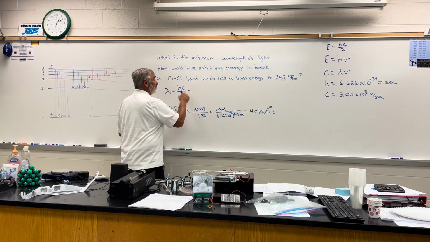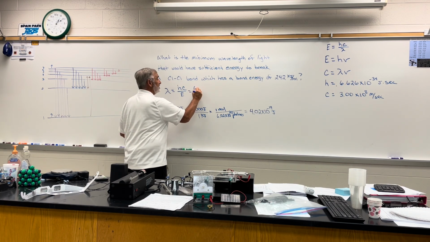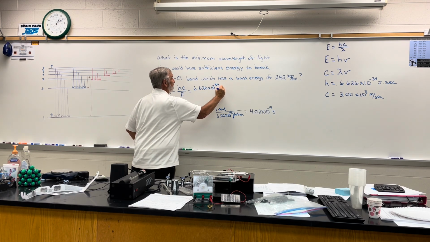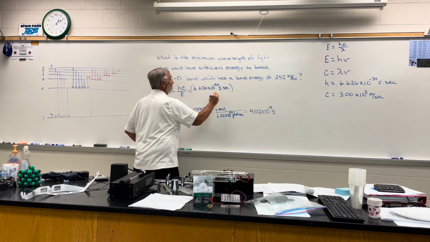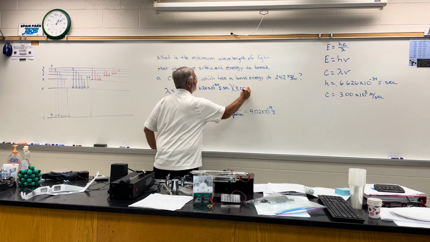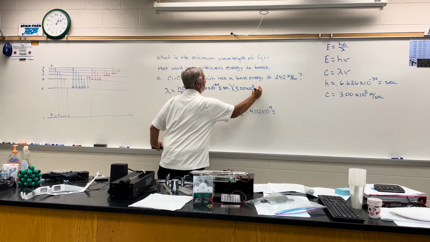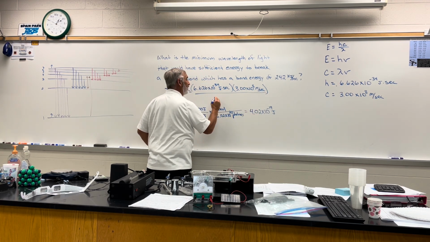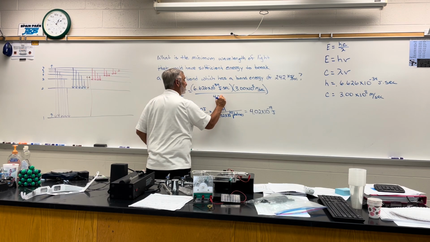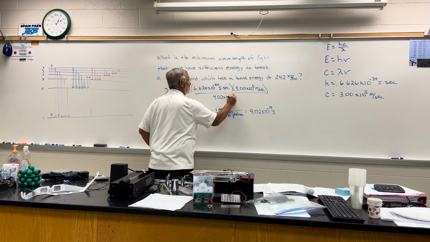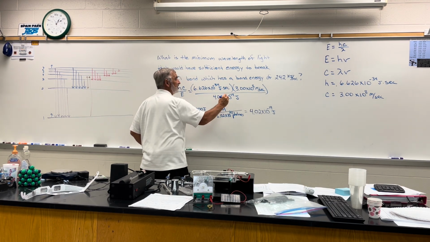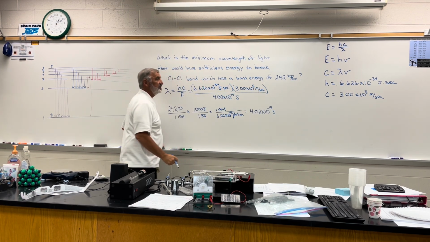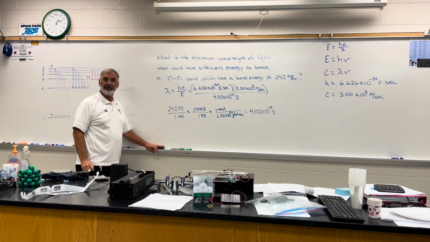Now I can just plug in. These two are constants, so it's going to be 6.626 times 10 to the minus 34th joule seconds times the speed of light, 3.00 times 10 to the 8 meters per second, divided by the energy we just calculated per photon, 4.02 times 10 to the minus 19 joules. Notice that seconds cancel there, joules cancel here. We're left with meters, which is a measure of wavelength.